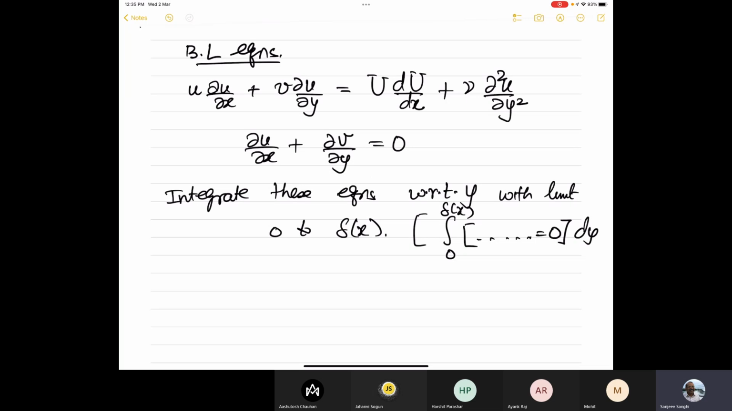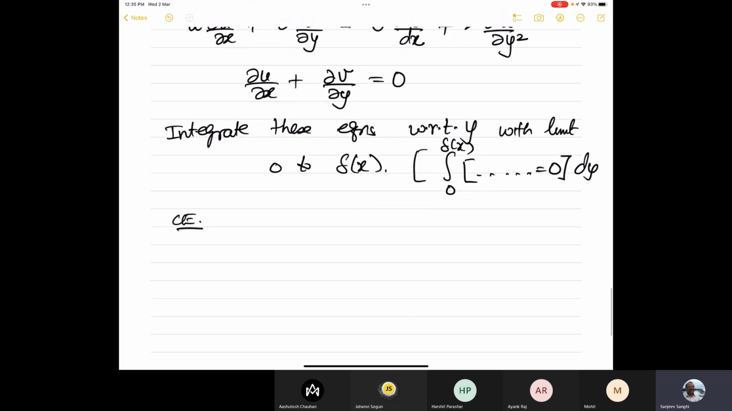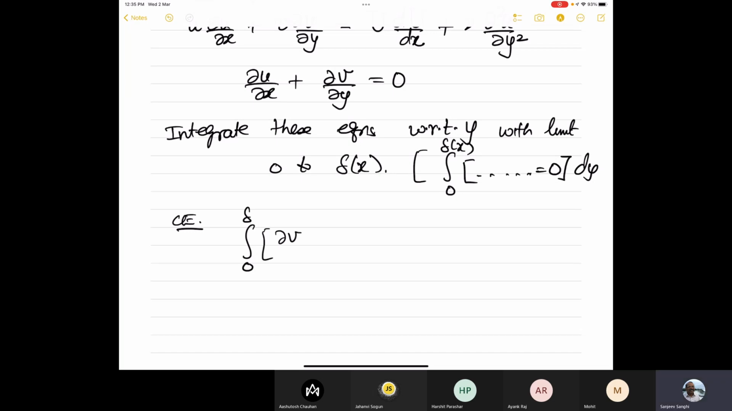So now let's start with the continuity equation. The continuity equation is, we integrate this from 0 to delta. I just inverted it: dv by dy minus du by dx.